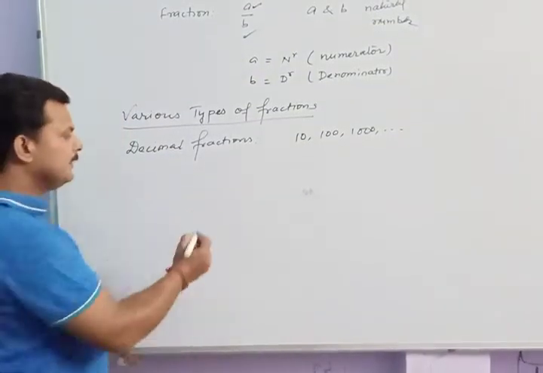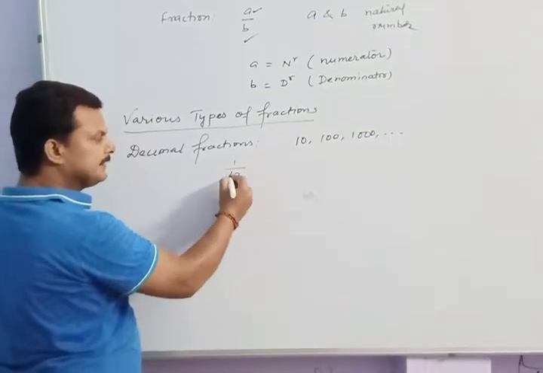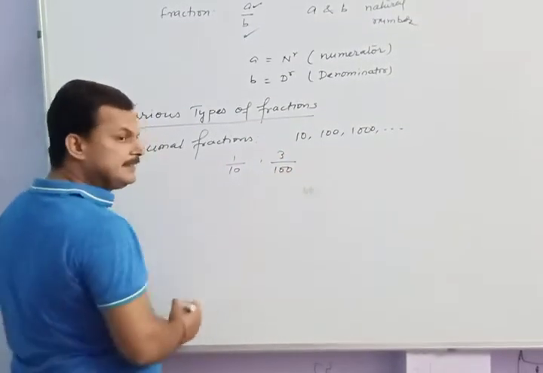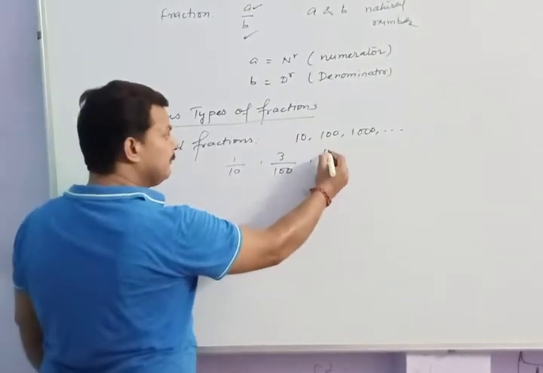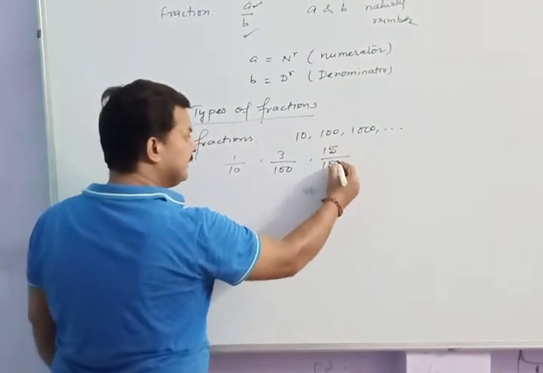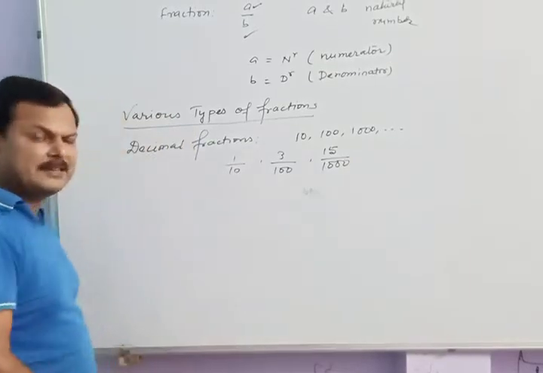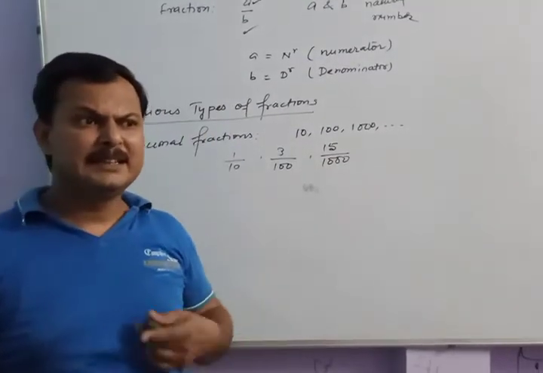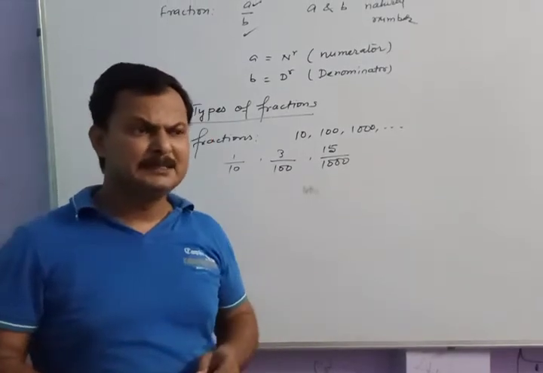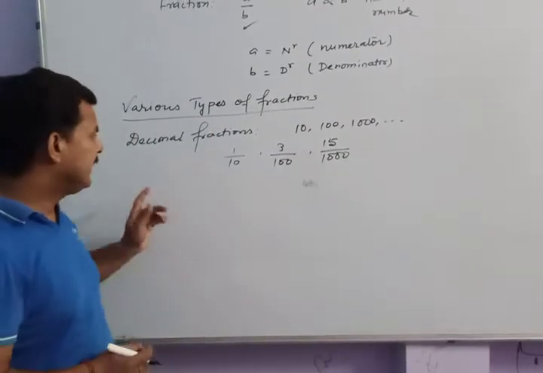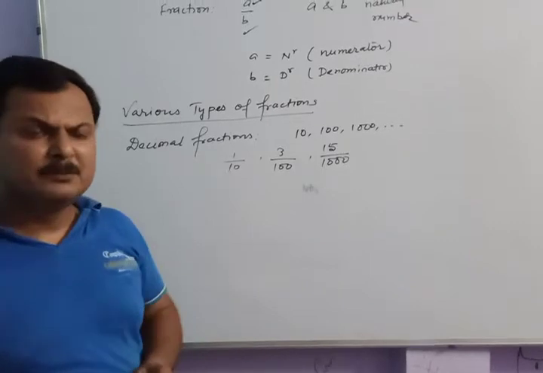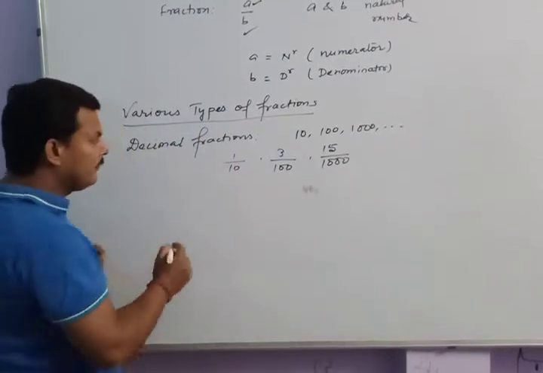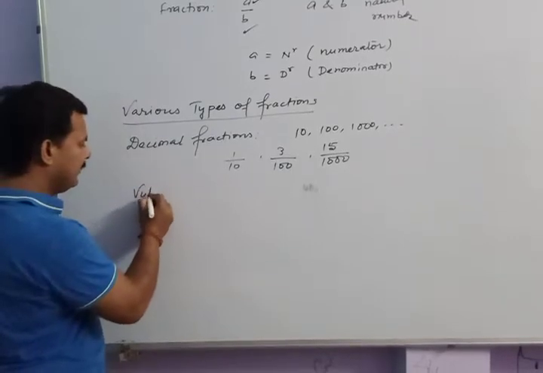For example, if you are writing 1 by 10, it is decimal fraction. If you are writing 3 by 100, it is decimal fraction. If you are writing 15 upon 1000, it is again decimal fraction. It means the fraction whose denominator is 10, 100, 1000 etc. like this is said to be decimal fraction. Then come to the vulgar fraction.